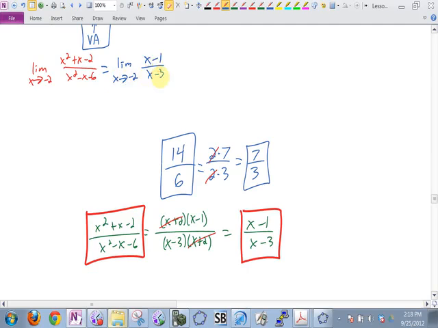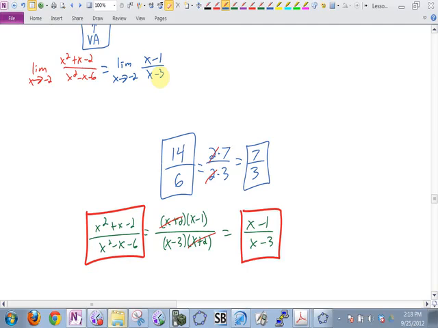I know their limits will be equal, and this one's much easier to evaluate, because what can I do with this one? I can just plug it in. Now, what happens if you plug it in, and you still get 0 on the bottom of the fraction? It was actually a vertical asymptote to begin with. But in this case, I didn't, and that proves to me it was a hole. Does that kind of answer your question?